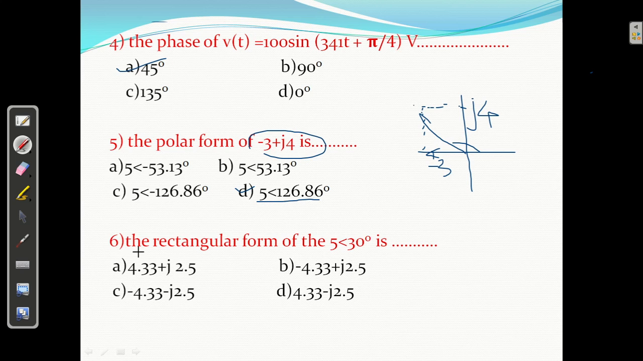Right? Question number 6. The rectangle form of 5 of the angle 30. This is 5 magnitude of the angle 30. You can convert into rectangle form by using the calculator. Both will be positive. All the other options are wrong, since they have negatives. Both will be positive, right? So if you use the calculator, you will get this.